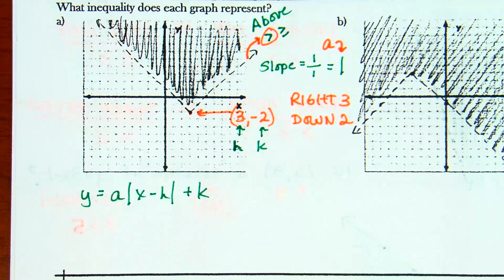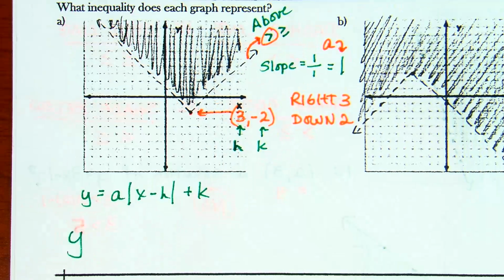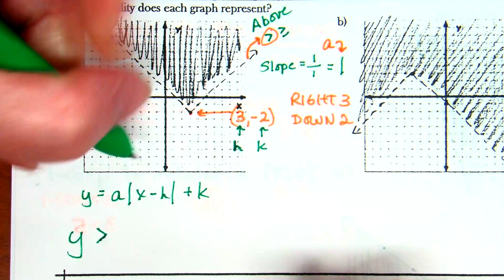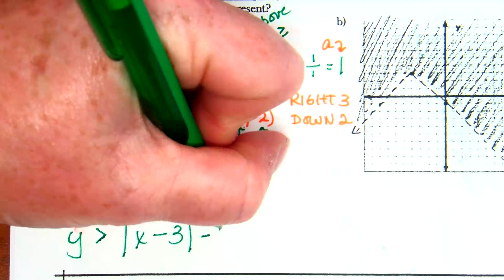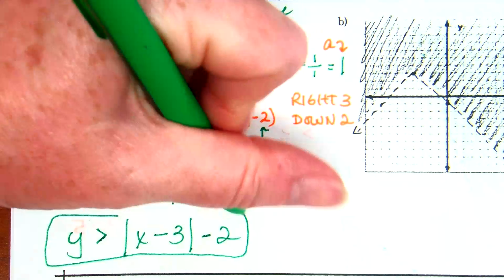Oops, I guess you can't see what I just wrote up top, but is that coming together for you? Yeah. Okay, so y is greater than because it's above and dashed. My A value, there was no slope other than 1, so you don't have to put an A value. Absolute value of x minus 3, right 3, plus k means we're going to go down, so minus 2. So very similar to what you did last week in lesson 2.7, except you've got to throw in a less than or greater than sign now.